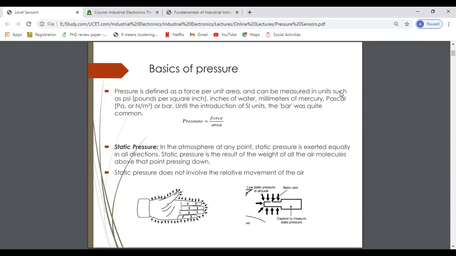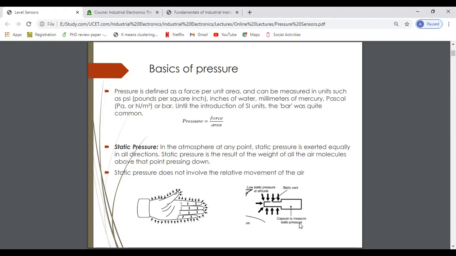For example, a fluid that is not moving in space, that is not being pumped through pipes or flowing through a channel, the pressure in cases where no motion is occurring is referred to as static pressure. When there is no motion of the object, that object is facing a static pressure. Static pressure does not involve any relative movement of the air. In this figure, you can see that if a hand is present in the air, it has static pressure of air from all the directions.